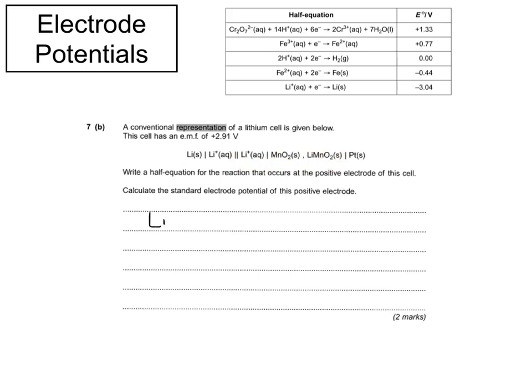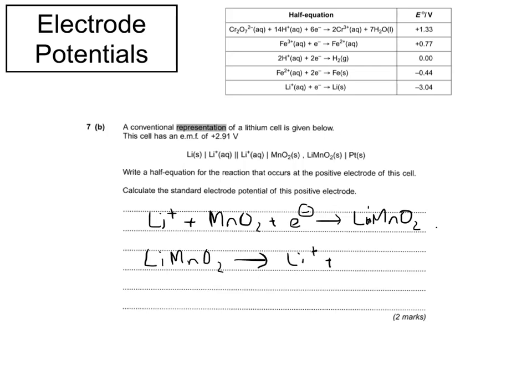So it could either be drawn this way, Li plus MnO2 plus an electron goes to make LiMnO2, or it could be drawn this way, LiMnO2 goes to make Li plus MnO2 plus an electron. Now the way it's written will depend on whether that cell is gaining or losing electrons. The fact it is the more positive electrode means it's going to be gaining electrons from the more negative one. So it must be this top one here, where it's gaining electrons. So we can discount this bottom one.